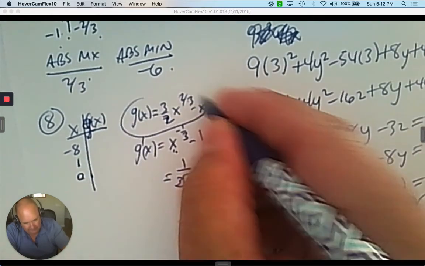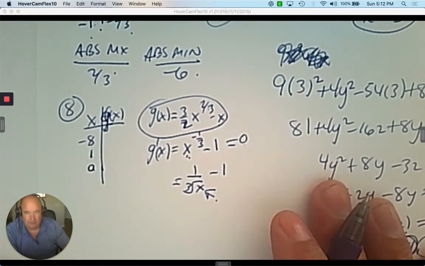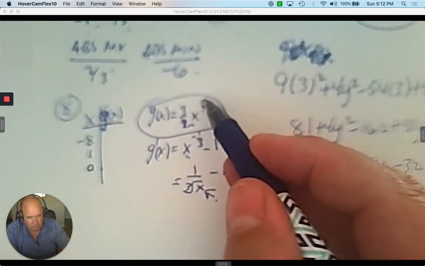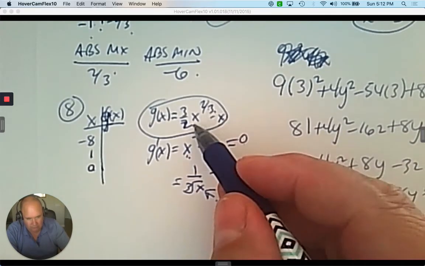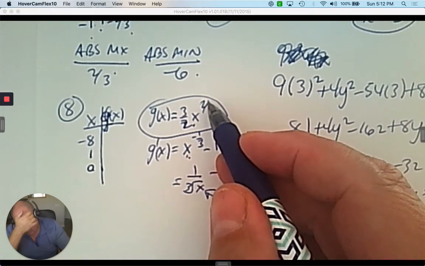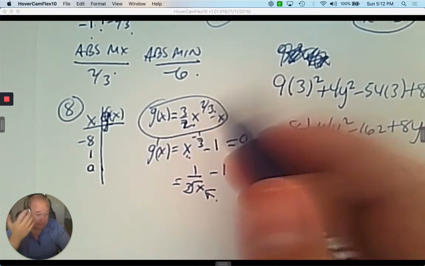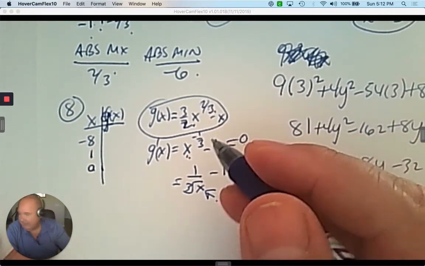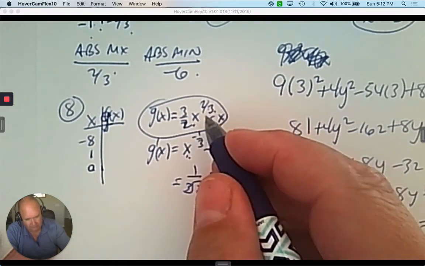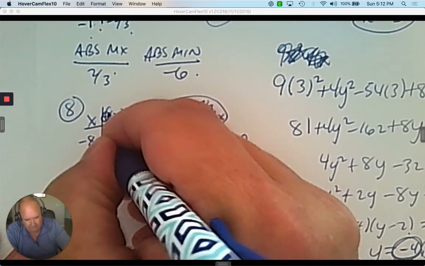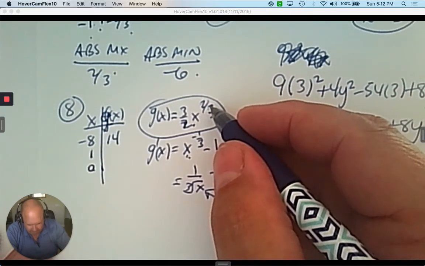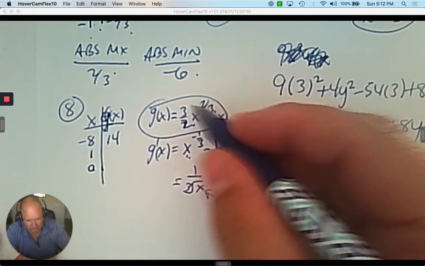Put them back into here to be able to get the values. So if I plug in -8, this is squaring, this is cube rooting. If I cube root -8, it's -2. But if I square it, it's 4, and 4 divided by 2 is 2. 2 times 3 is 6. 6 take away... I get -2? No, 14, right? So 6 take away -8, so +8. That gives you +14.